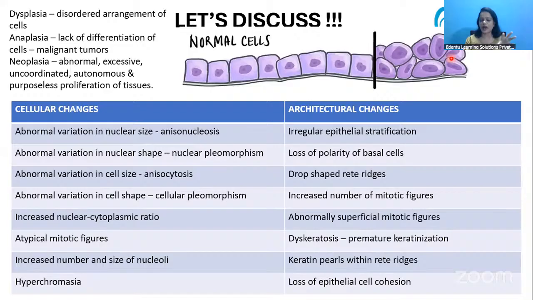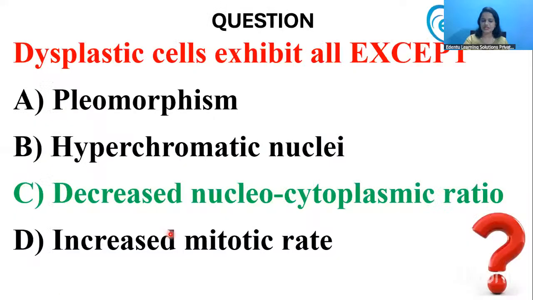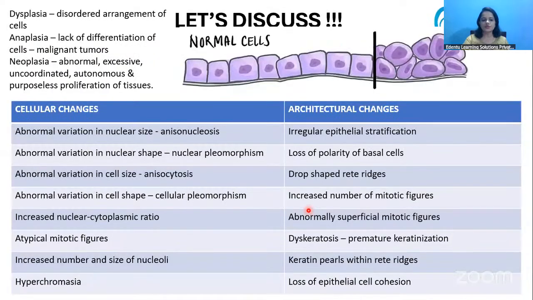That is where you have to point it out. There is increased nucleocytoplasmic ratio. In the options given it was decreased nucleocytoplasmic ratio, which is wrong. What is usually seen is increased nucleocytoplasmic ratio. I'll discuss it in detail in the next slide. Let's look at the other cellular changes also: atypical mitotic figures, increased number and size of nucleoli, and hyperchromasia, which means increased blue color of the nucleus. So these are some of the cellular changes.